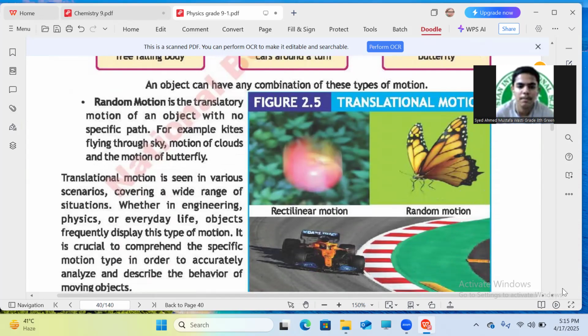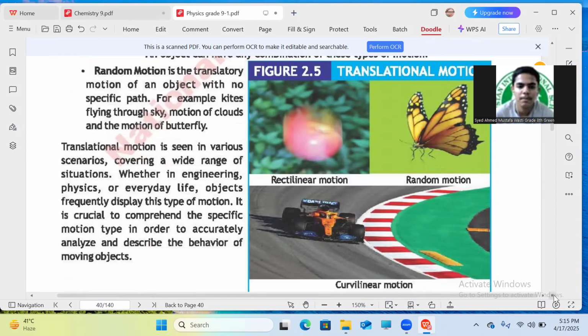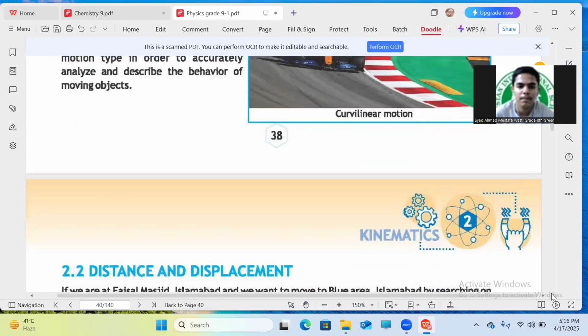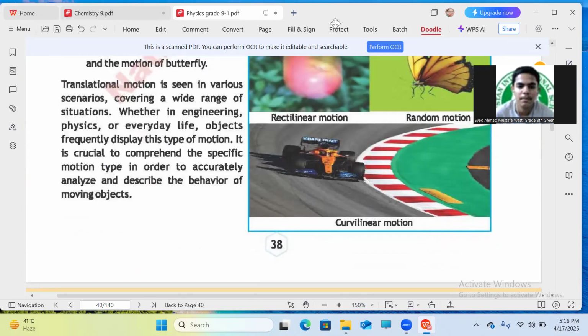Here is some information about translatory motion. Translatory motion is seen in various scenarios, covering a wide range of situations, whether in engineering, physics, or everyday life. Objects frequently display this type of motion. It is crucial to comprehend the specific motion type in order to accurately analyze and describe the behavior of a moving object. So that is the importance of these types of motion in our daily life. And here is some importance of that motion given till yet.